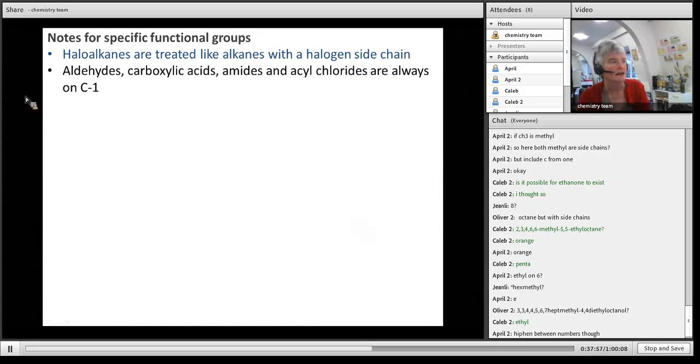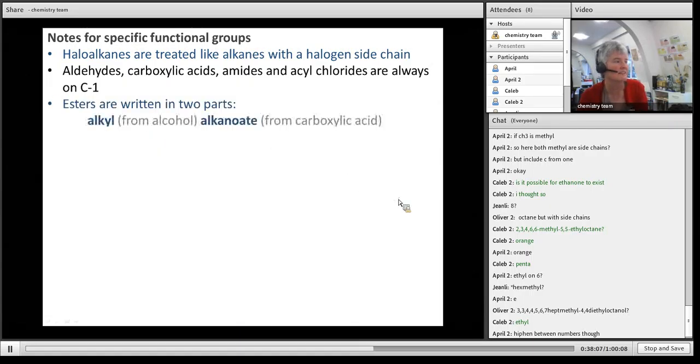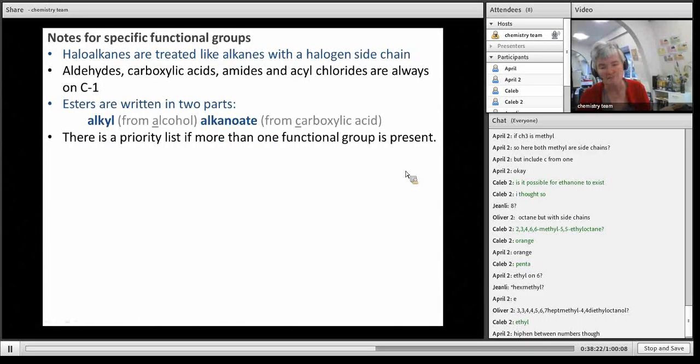Okay, aldehydes, carboxylic acids, amides, acyl chlorides, always on carbon 1. I think I've said that already. Esters are written in 2 parts, and we'll look at that in detail, because it actually comes from an alcohol and a carboxylic acid. When we do the reactions, you'll see that. So it's like alkyl alkanoate, that's from the carboxylic acid. And then there's that priority list, which you're going to have to learn off by heart.